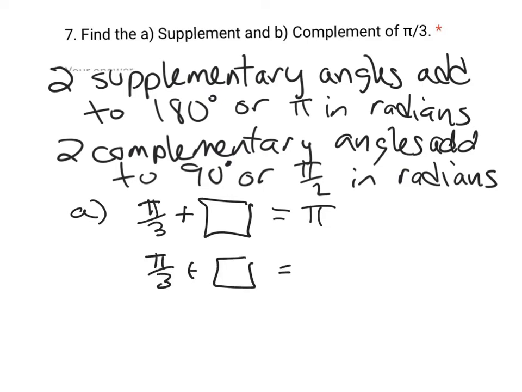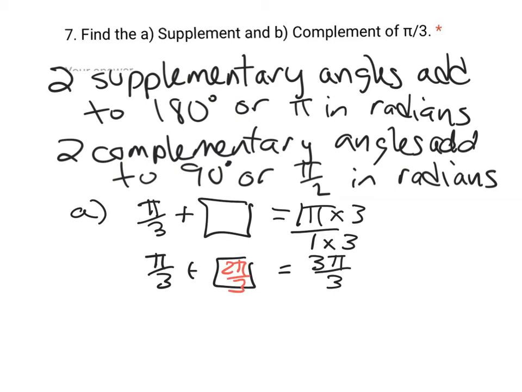I can think of pi as 1 pi over 1, and I want to have common denominators. So I want this to have a denominator of 3. I'm going to multiply top and bottom by 3, so I can rewrite it as 3 pi over 3. What do I need to add to pi over 3 to get 3 pi over 3? Well, that would be 2 pi over 3.